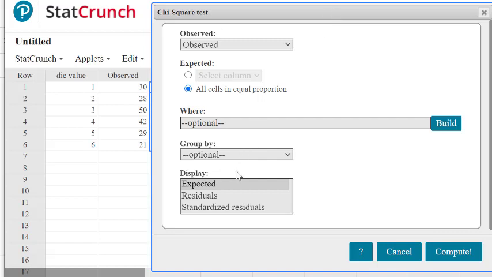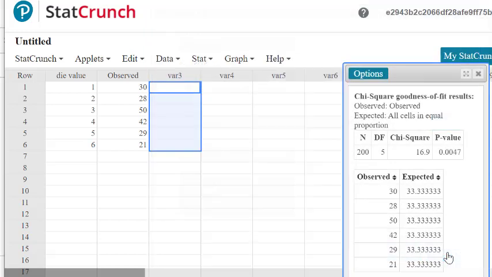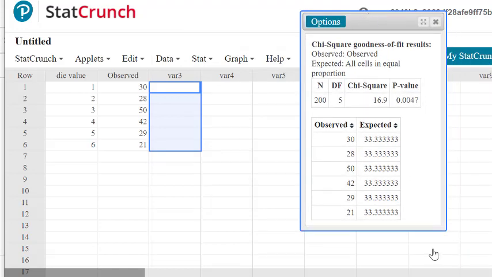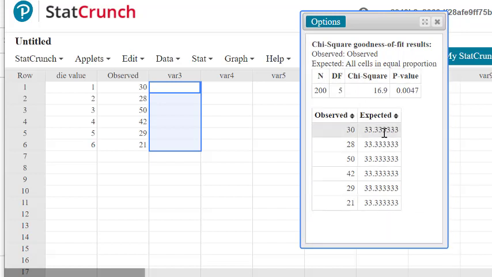We don't need to do the group stuff, but we do want to highlight the expected value so that we can see the expected value in the next column. Okay, I think that's all we need. We'll compute. And here are the expected values. I thought they were going to put it in the column, but they didn't. But it's essentially 33.33, and that's 200 divided by 6.